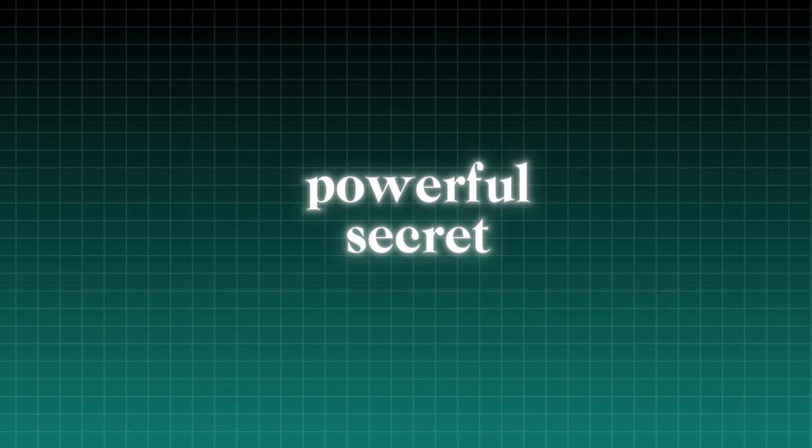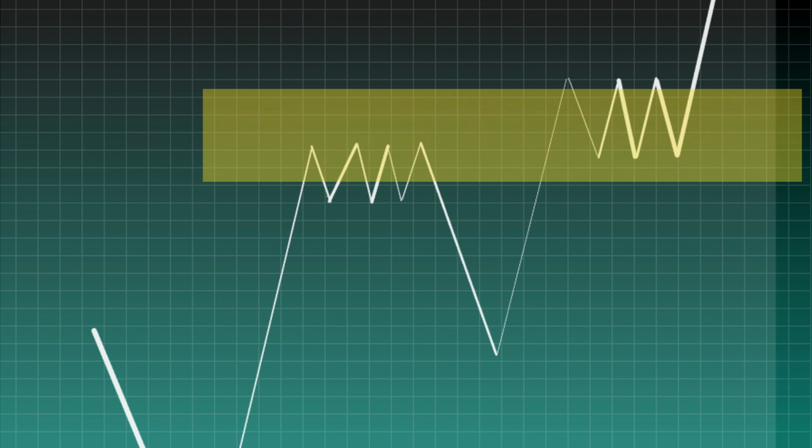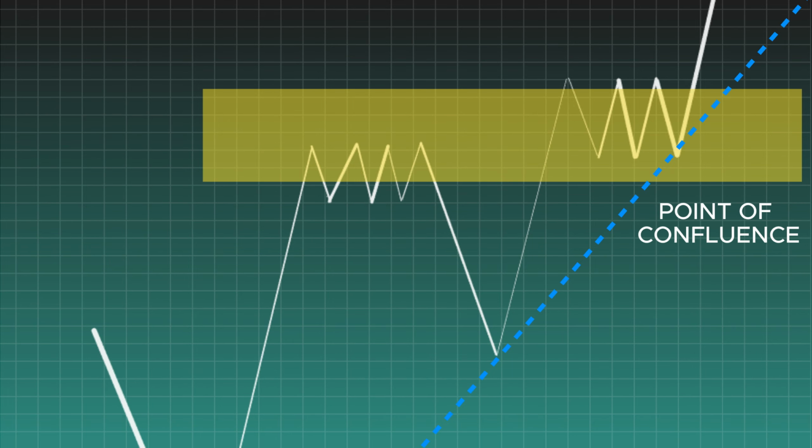Another powerful secret to identifying strong supports and resistances is finding an area of confluence. Confluence is when multiple key levels intersect with each other at the exact same price area. For example, you might spot a previous resistance level that was broken and has now turned into a support level. If you look closely and notice that an upwards trend line also intersects exactly at that same support level, you now have a point of confluence.